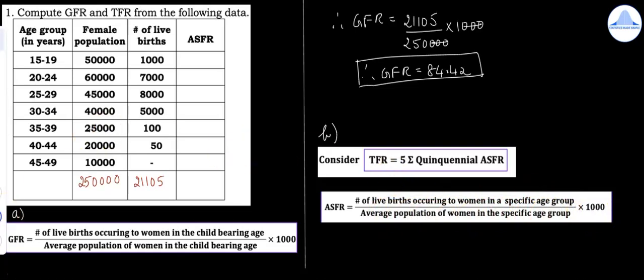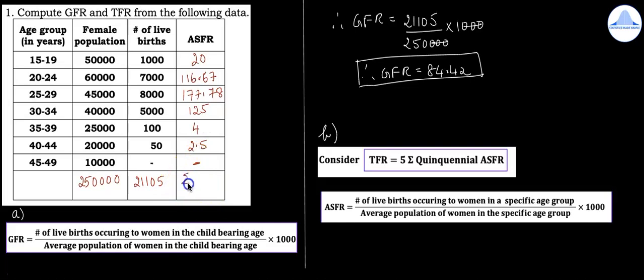So now let us go back to the table and then do the calculation for ASFR. The first ASFR value is 1000 divided by 50,000 into 1000, so you will get 20. Similarly, 7,000 by 60,000 into 1000 is 116.67. So you can just take two places after the decimal after rounding off. The next one is 177.78. Then you have 125, then 4, and then 2.5. Here there is no ASFR.